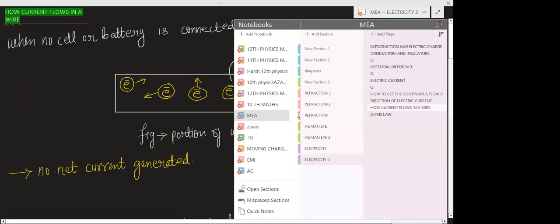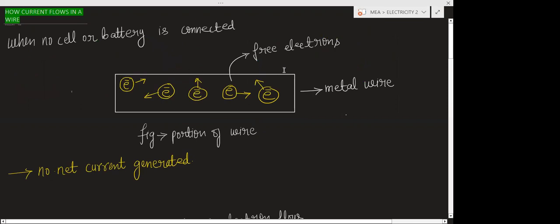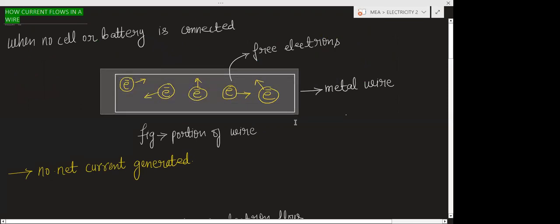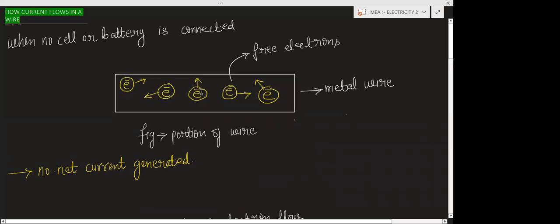You can see here, this is a zoomed view of a wire. We know that in a wire there are free electrons. So these are the free electrons inside the wire.